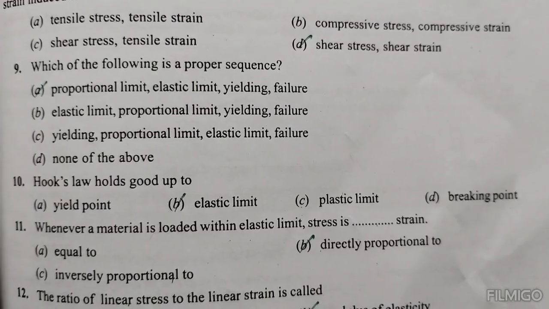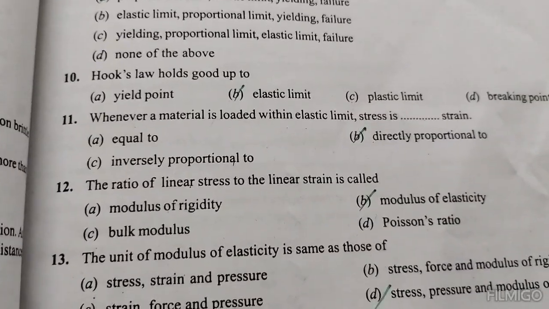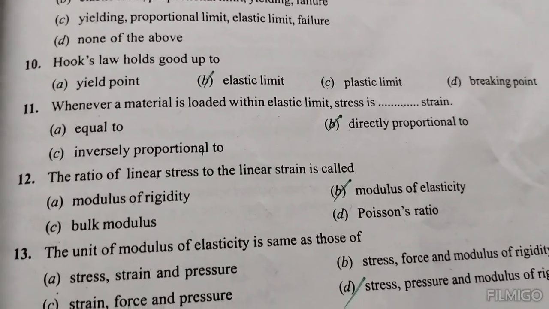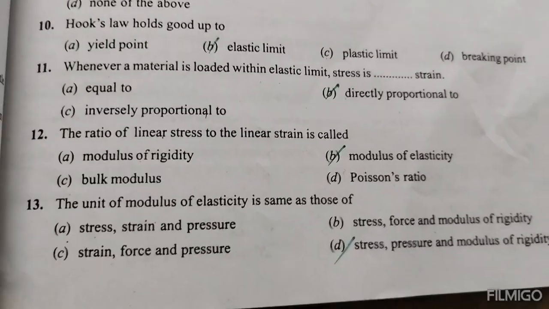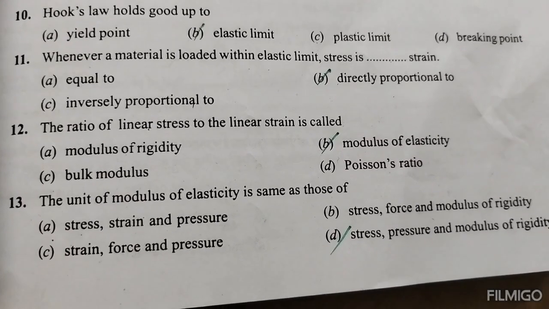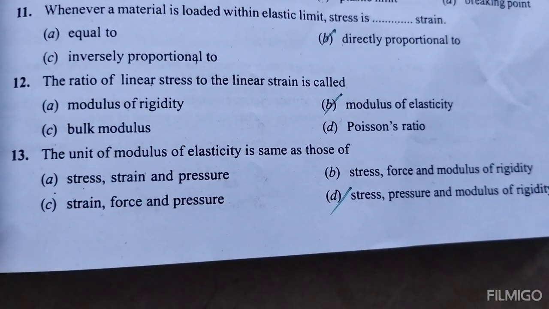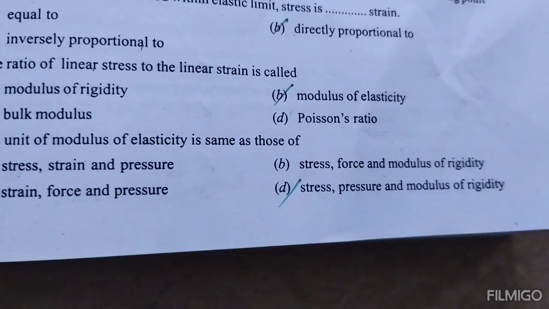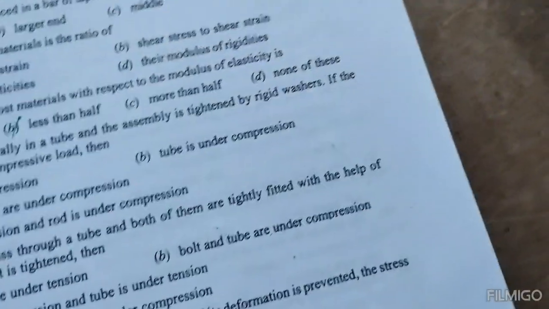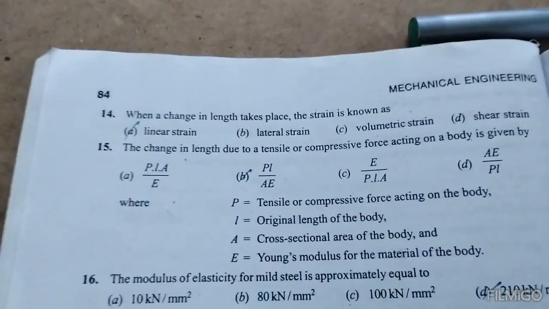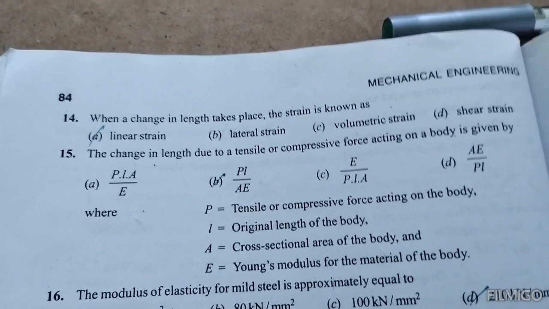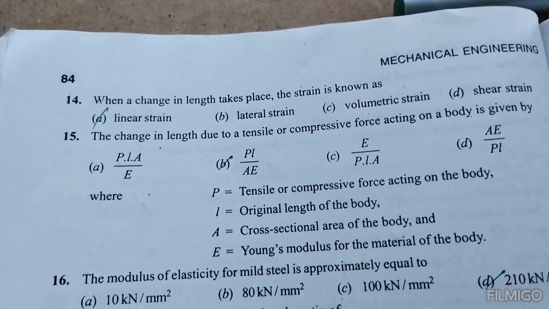Hooke's law holds good up to elastic limit. Whenever a material is loaded within elastic limit, stress is directly proportional to strain. The ratio of linear stress to the linear strain is called modulus of elasticity. The unit of modulus of elasticity is the same as those of stress, pressure and modulus of rigidity. When a change in length takes place, the strain is known as linear strain.